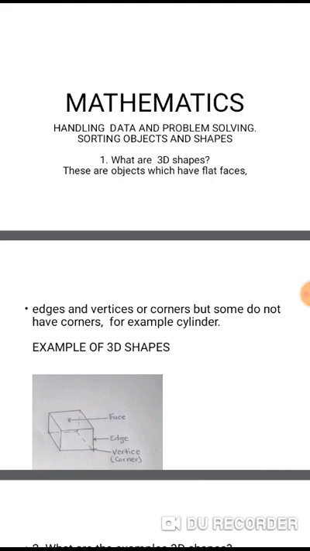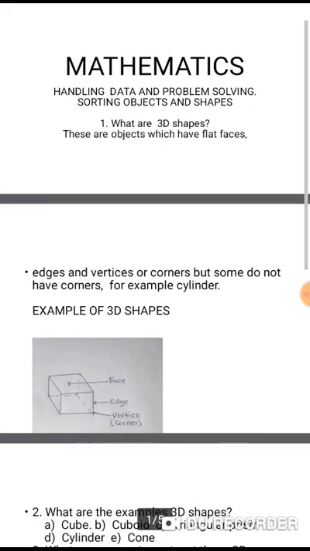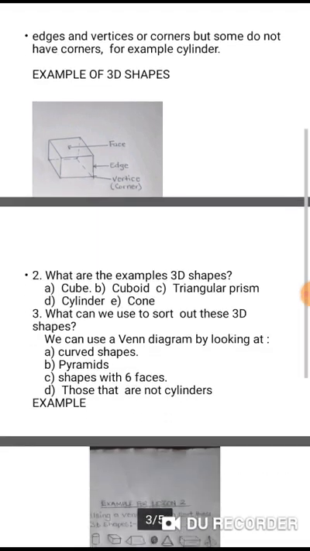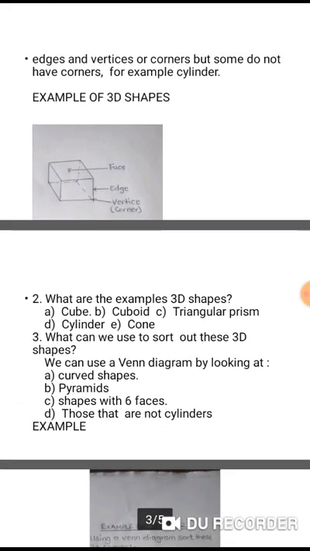what 3D shapes are. These are objects that have flat faces, edges, vertices, or corners, but some do not have corners. For example, a cylinder. And let us try to look at the example of these 3D shapes.